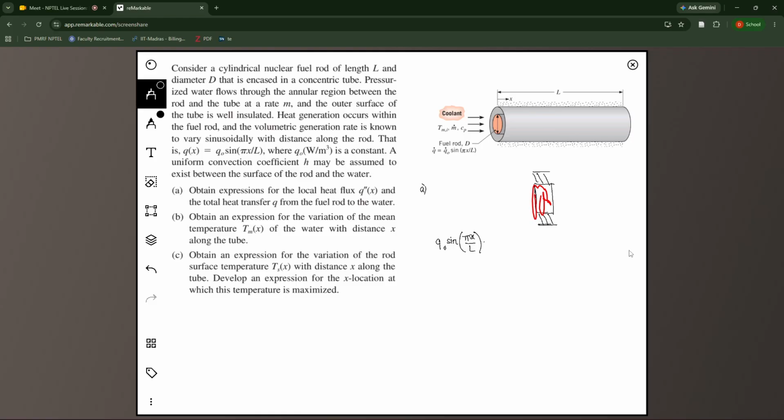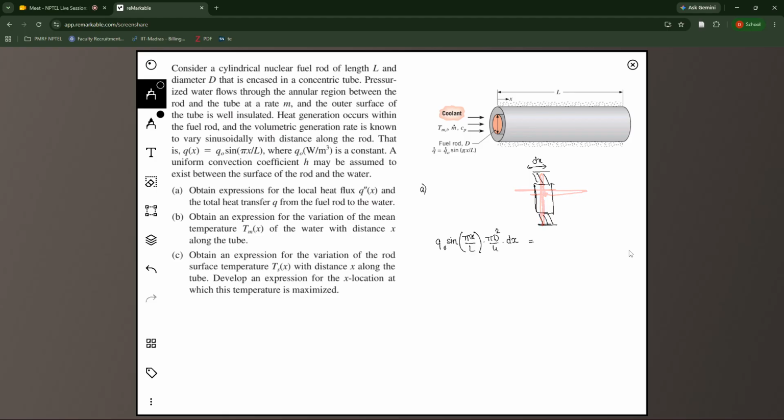The volume is given by the area of cross section times the length. If this length is, let's say, dx, area is pi d square by 4 times dx. This is the total heat flux that is generated within the rod. If we assume that there is no axial conduction along the fuel rod, this entire heat flux that is generated will have to be lost to the coolant through top and bottom.